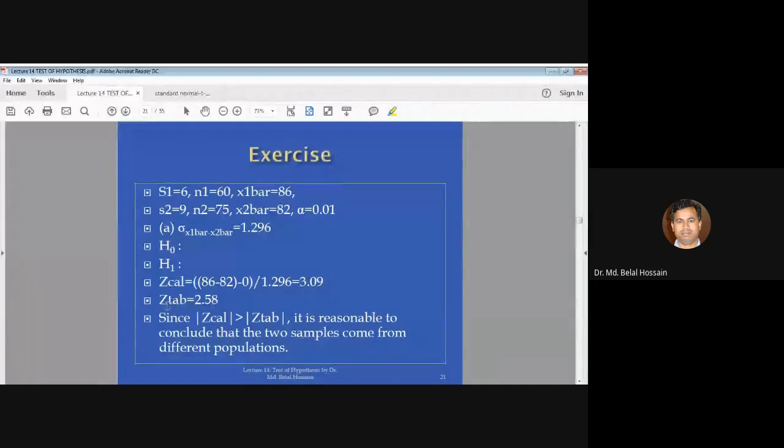So this is how we are getting those values, that it is actually 2.58. So what we got is that Z calculated is equal to 3.09 and Z tabulated equals 2.58. So Z calculated is greater than Z tabulated, as both the values are positive.